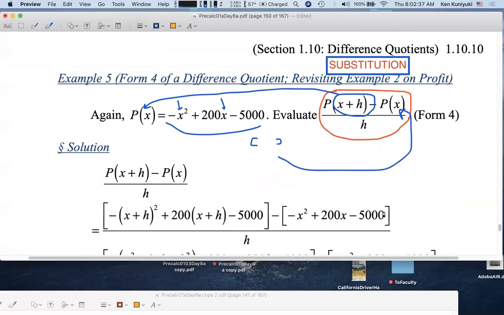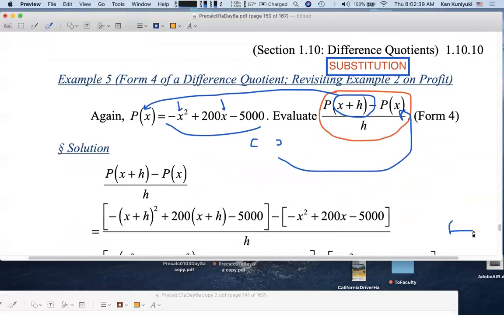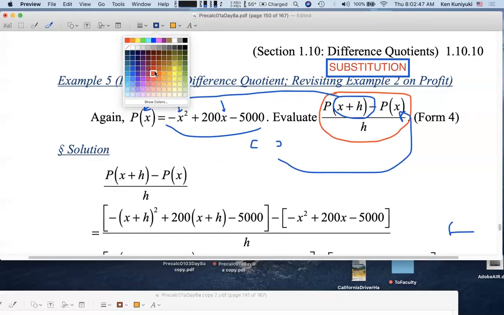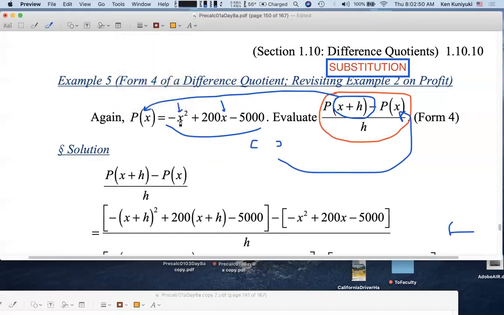All right, so this is a big first step here. Many students, if they can make it to here, they're set. So P of x plus h, we're going to do a bunch of substitutions. The opposite of, instead of x squared, is the opposite of the square of x plus h. Plus 200 times, instead of x, it's the quantity x plus h. Minus 5,000, nothing changes there.